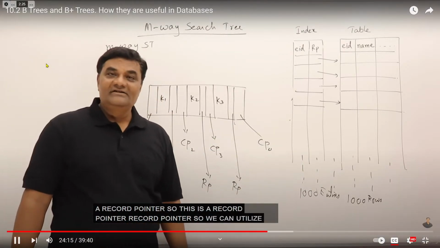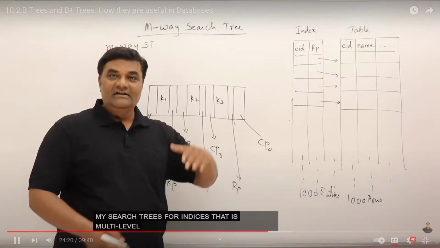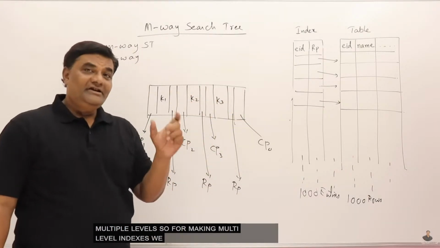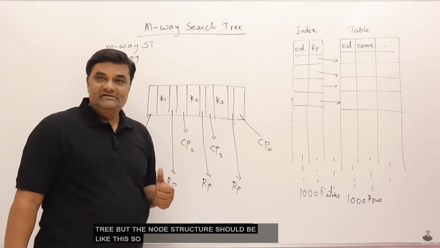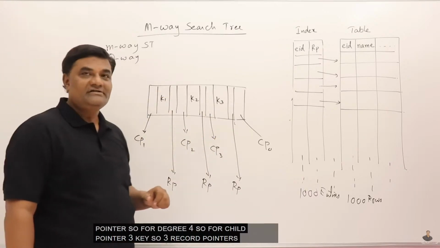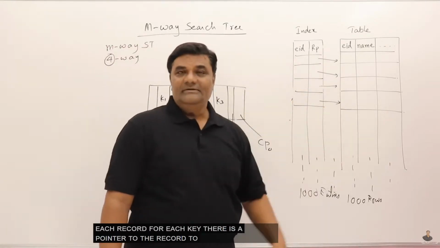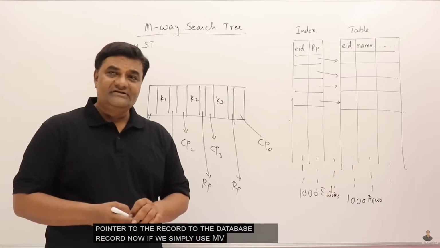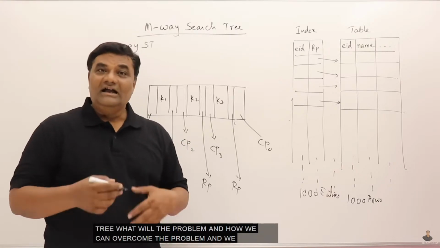So we can utilize m-way search trees for indices, that is multi-level indices, where the tree will have multiple levels. For making multi-level indices, we can utilize an m-way search tree, but the node structure should be like this. Just remember this node structure. Keys are there and child pointers. For degree 4, there are 4 child pointers, 3 keys, so 3 record pointers. For each key, there's a pointer to the database record. Now, if we simply use an m-way search tree, what will be the problem? And how can we overcome the problem? We introduce B trees.